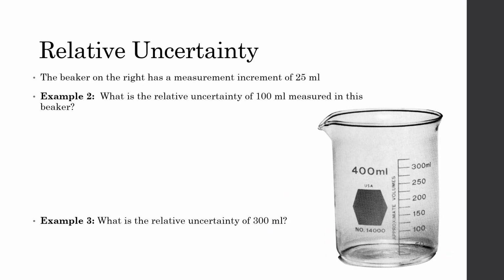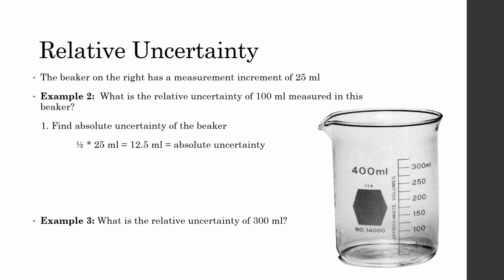So the purpose of these next couple relative uncertainty examples is to show you what effect your measurement can have on your relative uncertainty. Over here we have a standard 400 milliliter beaker, and it has a measurement increment of 25 milliliters. That's the smallest increment on our measuring device. The first question is, what is the relative uncertainty of 100 milliliters measured in this beaker? So we take some substance, maybe water, we fill it up to the 100 milliliter line, and we want to know what the relative uncertainty is.